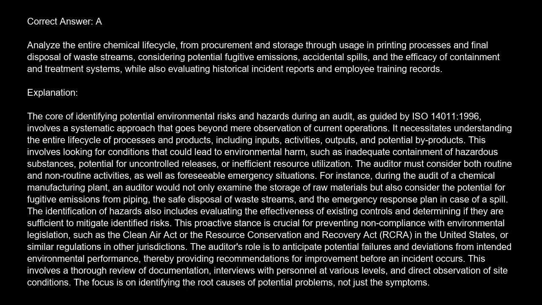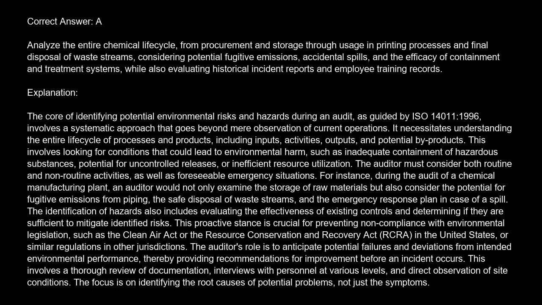Explanation: the core of identifying potential environmental risks and hazards during an audit, as guided by ISO 14011-1996, involves a systematic approach that goes beyond mere observation of current operations. It necessitates understanding the entire life cycle of processes and products, including inputs, activities, outputs, and potential byproducts. This involves looking for conditions that could lead to environmental harm, such as inadequate containment of hazardous substances, potential for uncontrolled releases, or inefficient resource utilization.